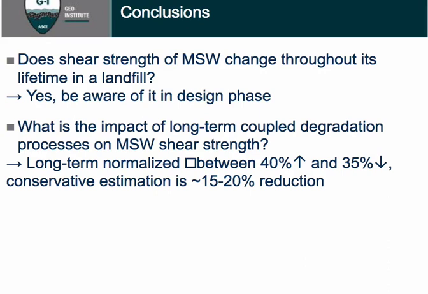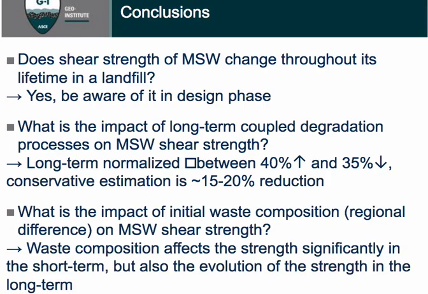And the long-term normalized shear strength, the symbol here is the normalized shear strength, changed by plus or minus 35 to 40%. So it's a very large, very wide range. But for engineers designing a landfill, we'd better be on the conservative side. A conservative estimation is to design the waste to be weaker in the future by maybe 20%, because a decrease in shear strength of above 30% is usually rare, we believe. So a 20% strength reduction is a reasonable number to keep in mind.